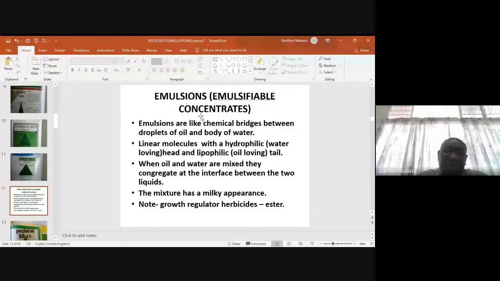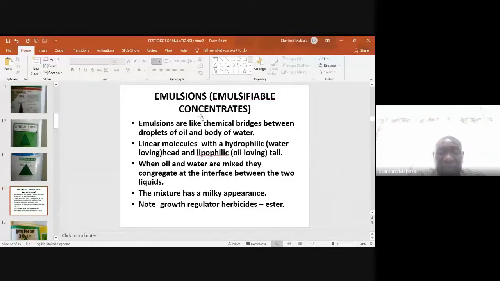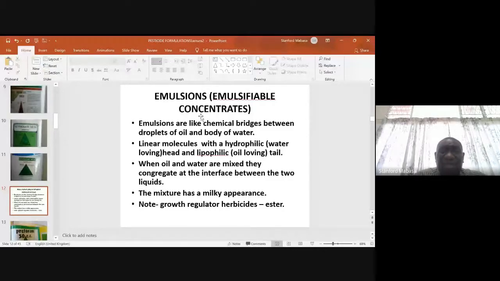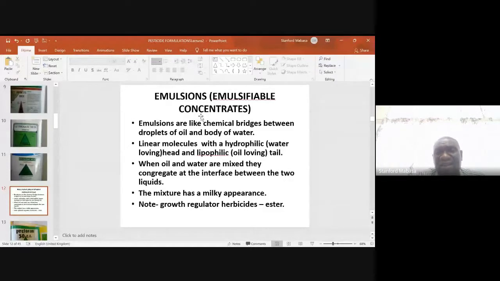If you take the pesticide and mix it with the water, it forms a white stuff with a milky appearance. That is an emulsion. If you just mix it with water, something white turns up in the container. They say emulsions are like chemical bridges between droplets of oil and the body of water.